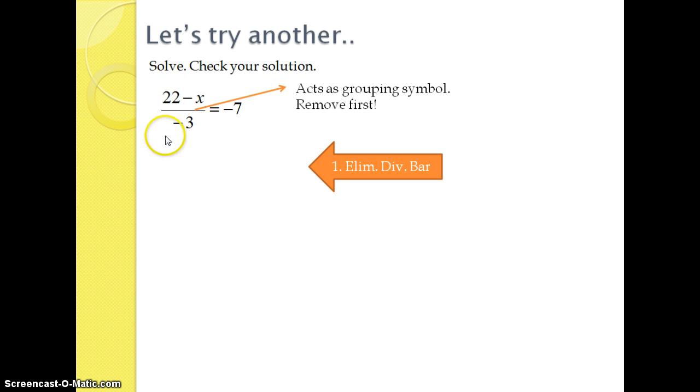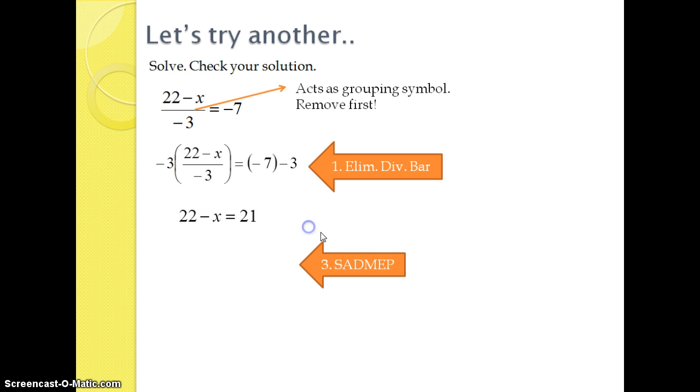So, to get rid of this negative 3 that we're dividing by, I need to undo the division by multiplying negative 3 to both sides. Negative 3 cross cancel, negative 7 times negative 3 is 21. So now the scary division problem is gone, and it's a linear equation which we can solve. This 22 is being added to the negative x, so I'm going to subtract negative 22 to both sides.